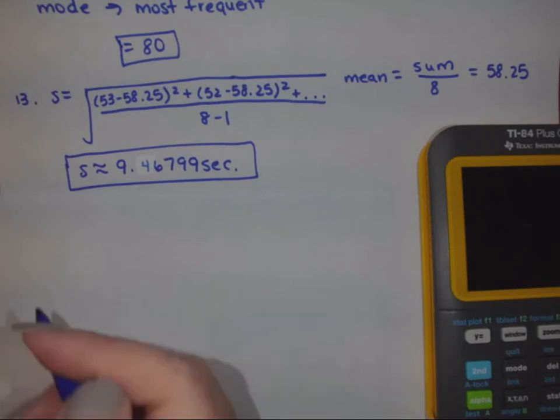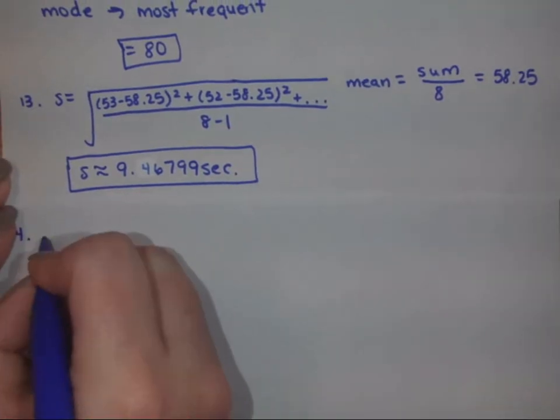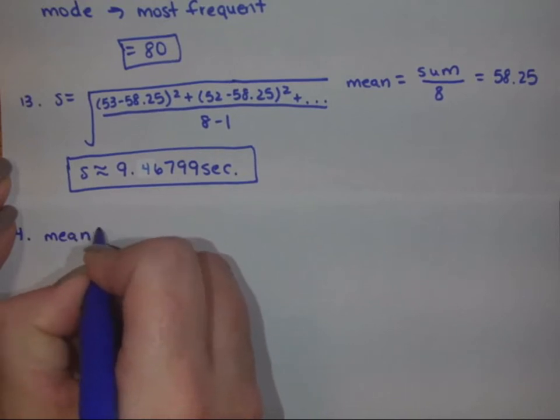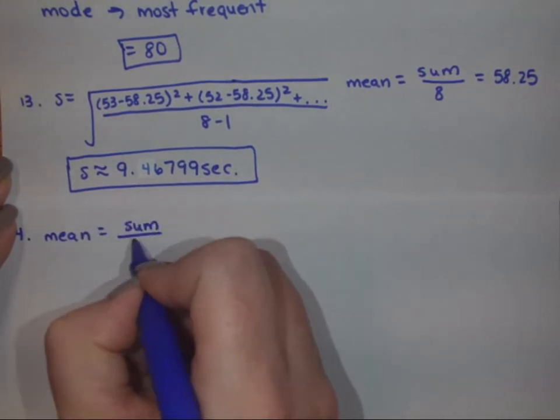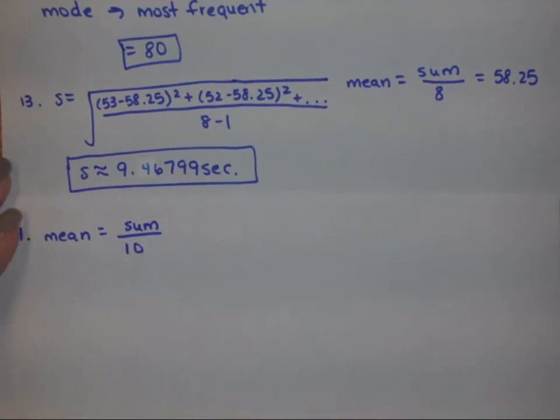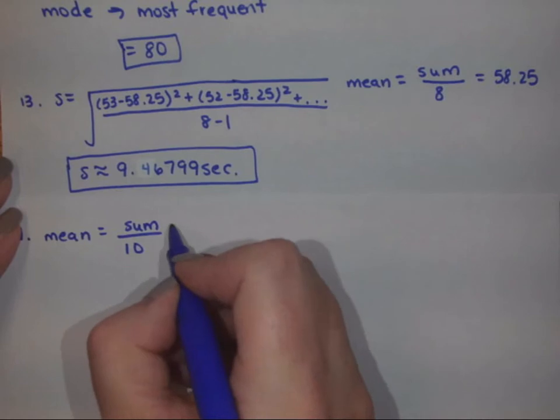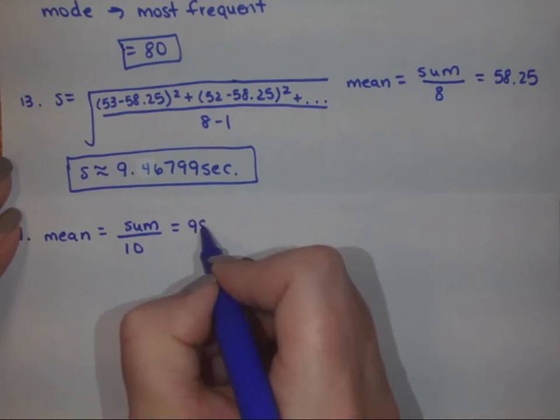So 14 is similar. So first you would need to find the mean. So we'll do that first this time rather than writing it off to the side. So you would do the sum and then divide it by 1, 2, 3, 4, 5, double 10 values. So I'm going to let you do the mean, but you should get 98.44.